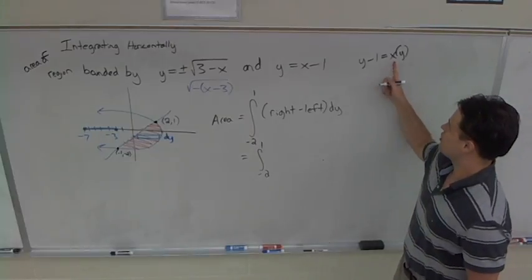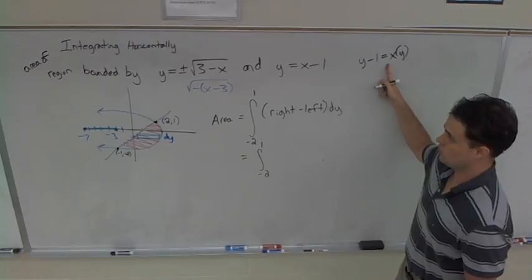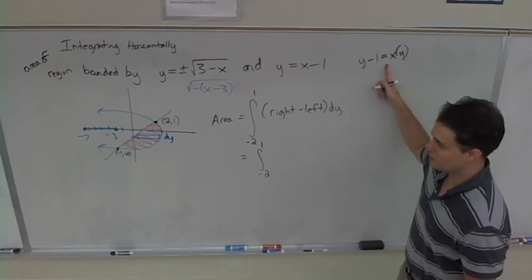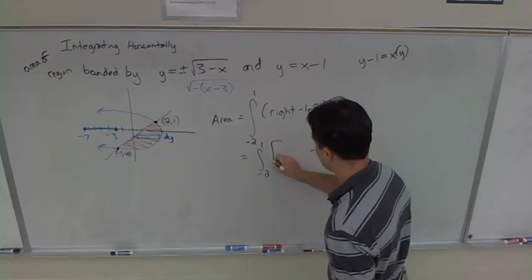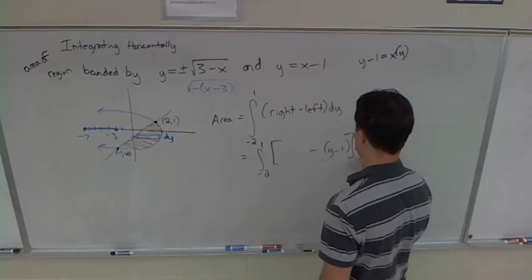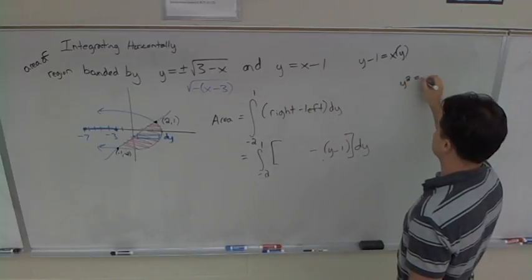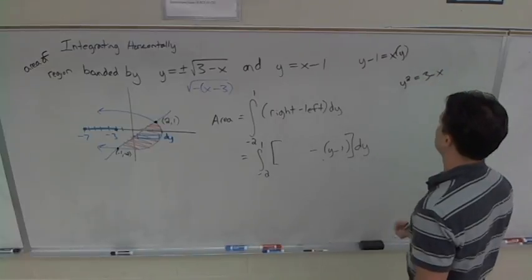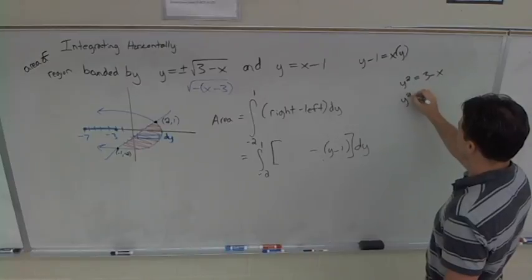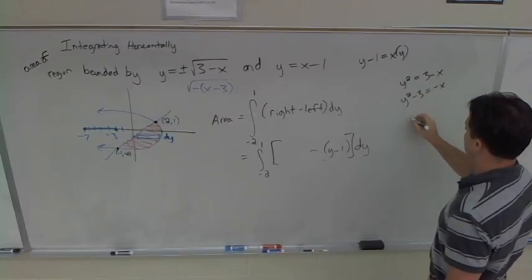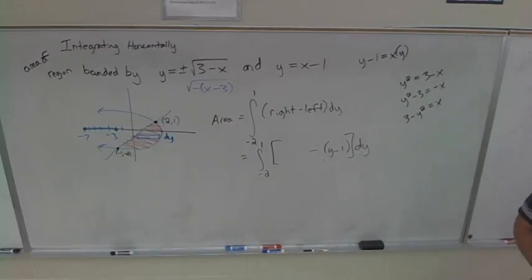So is this guy the right or the left? That's the right. The line. Is the line the right or the left? It's the left. So we're going to go minus y minus 1 or plus 1. You've got it, Anna. And then we got to solve that guy, so we're going to square both sides. Solve for x, right? So there's x of y for the other curve.